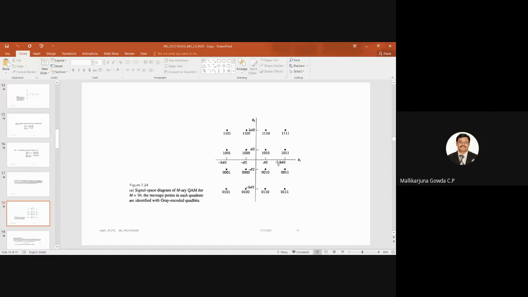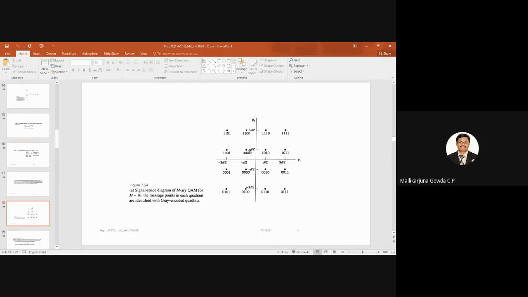So within this quadrant, just check this code word to this code word. Is there only a change in one bit? 1 to 1, then 1 to 1, 1 to 0 is a change, 1 to 1 is the same, right? Isn't it? Then 0 to 0, 1 to 1, 1 to 0 is the change, then 1 to 1. So this is in the first quadrant.